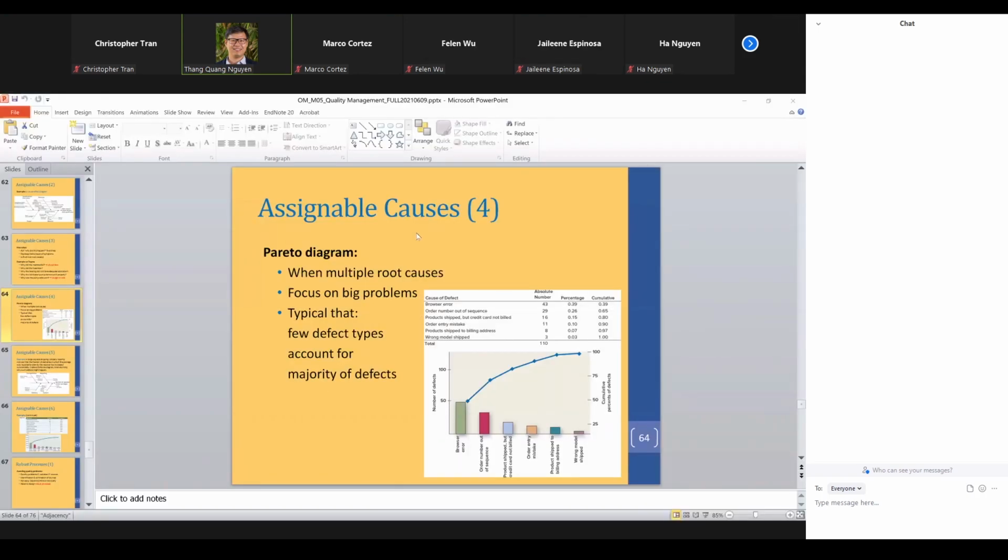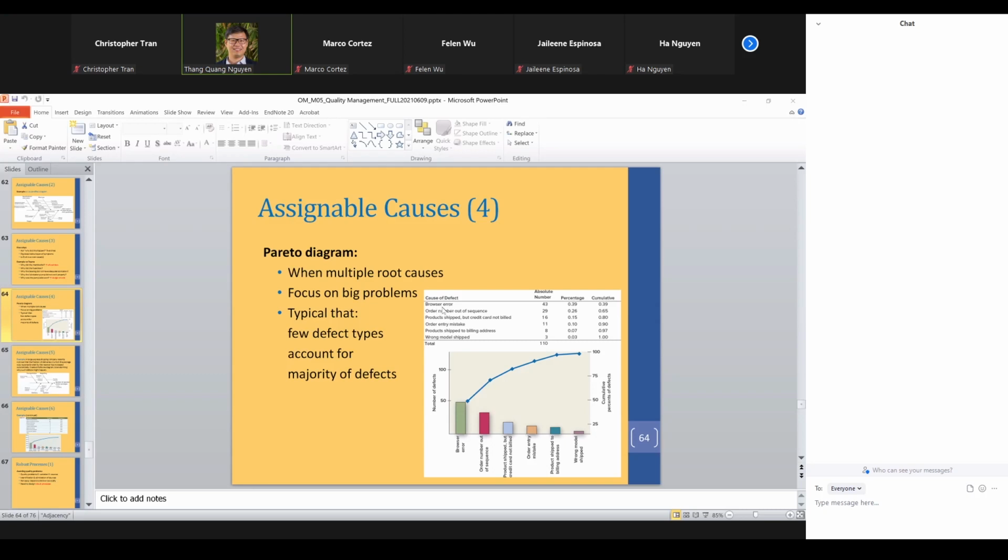Okay, so the big topic is assignable causes, and we talk about the third technique to investigate the causes of variation. In this case, we have a look at an online retailer, a service provider. They are concerned about the number of transaction errors, and of course they want to reduce them. So to do that, they investigate the causes of the errors. They collect the data, and here is what they have.